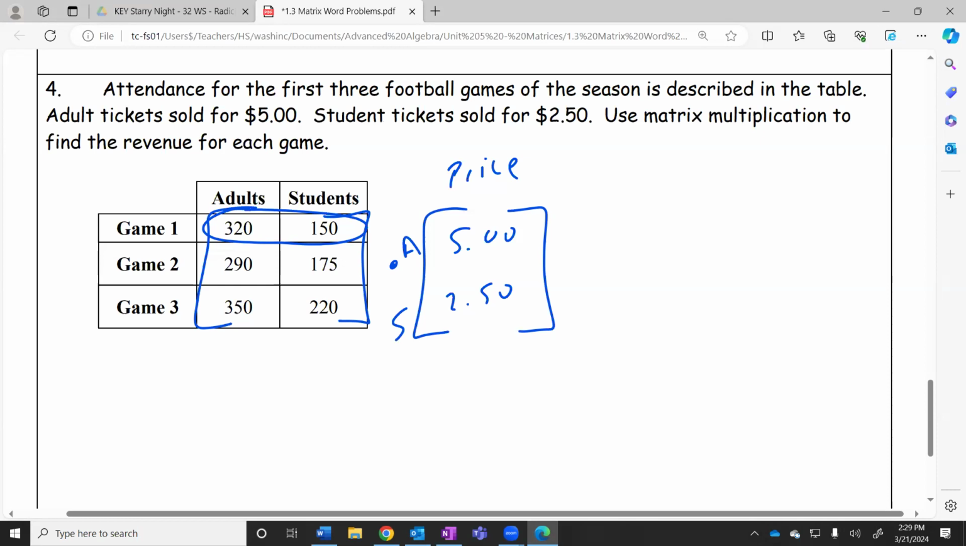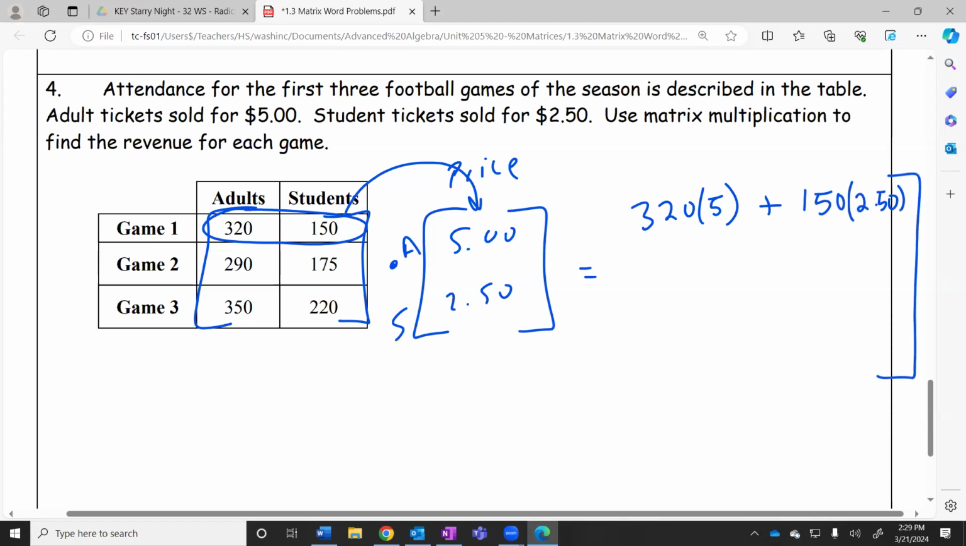You're going to take this first row, game 1, and you're going to multiply it by the price. But you can't multiply the 320 and the 2.50 together. You've got to multiply the 320 and the 5 together. You've got to multiply the 150 and the 2.50 together. And there, first row, first column, it lined up. So that would be game 1.